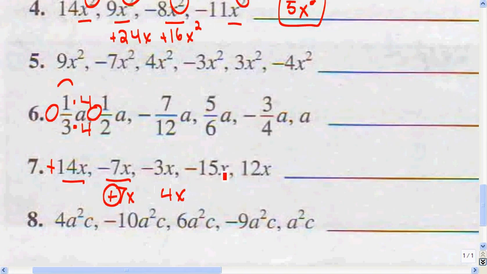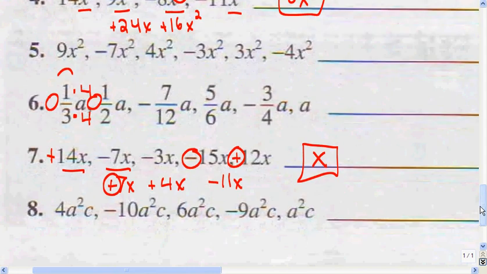Positive 4x minus 15x. The signs are different, so we're going to subtract. 15 minus 4 is 11x. But since the bigger number is negative, I'm going to make it a negative 11x. Now I have a negative 11x plus 12x. The signs are different, so I'm going to subtract again. 12 minus 11 is just 1, or 1x. And since the bigger number is positive, I know that my answer is positive. It's going to be a positive x. I don't write the positive because it's already understood to be positive.